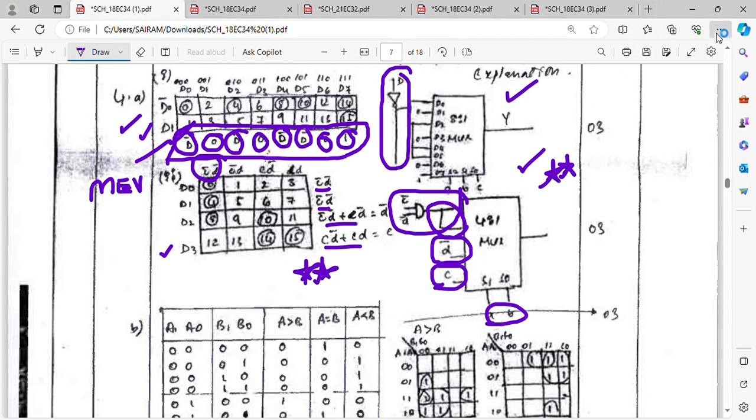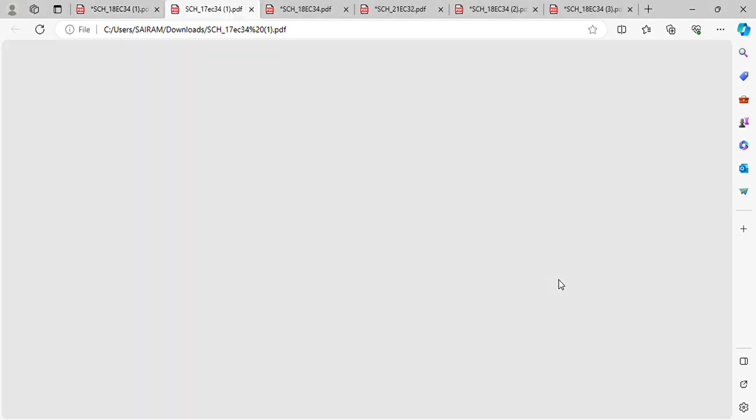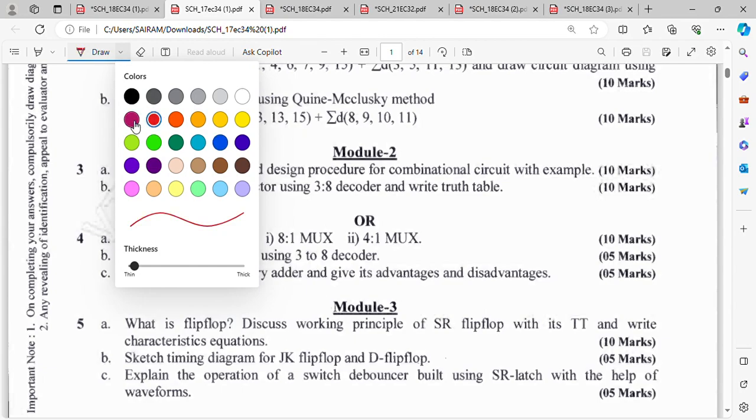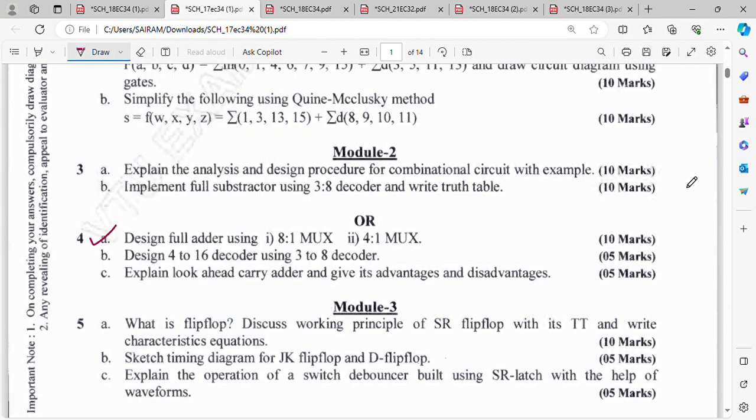Okay, so let me take another question paper. I have completed all the 18EC34 papers, so I have to do only these 3. I'll do it. Okay. So here you can see this one question I've told you: design a full adder using 4:1 multiplexer and 8:1 multiplexer. This is already done, so please do make sure that you check it, right?